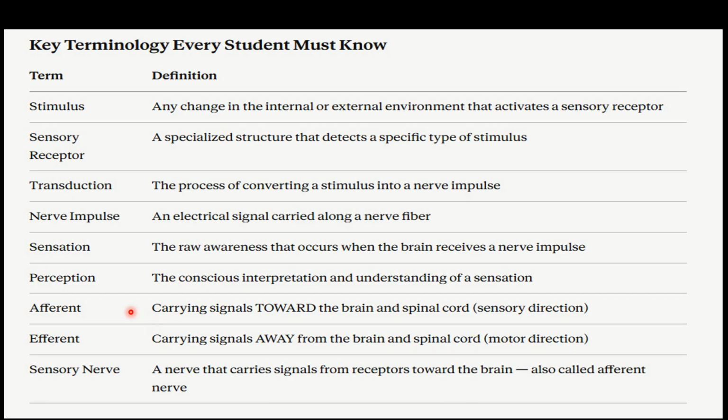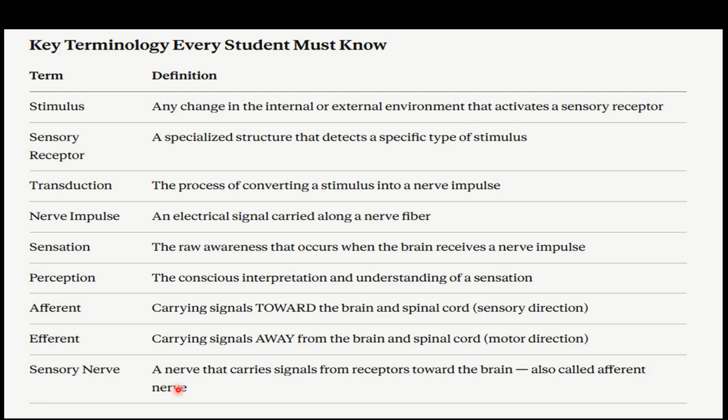The last three are afferent, efferent and sensory nerve, where afferent carries signals toward the brain and spinal cord, the sensory direction, and efferent carries signals away from the brain and spinal cord, the motor direction.